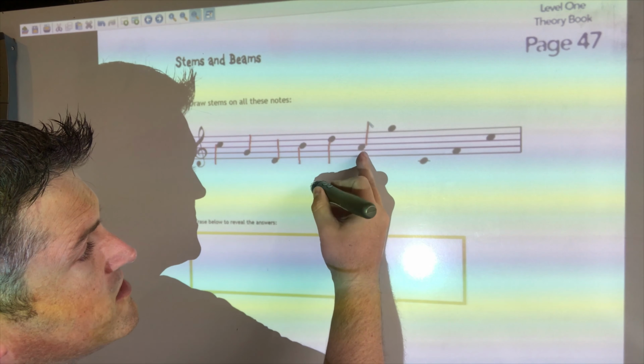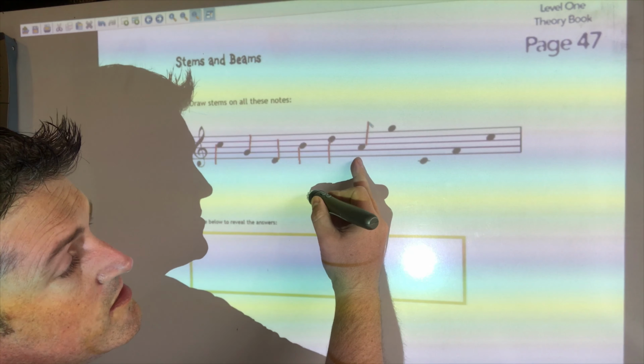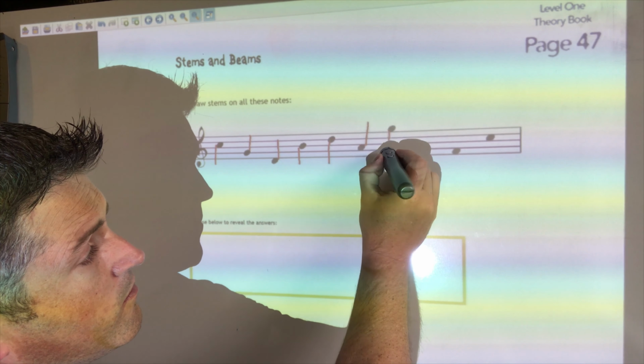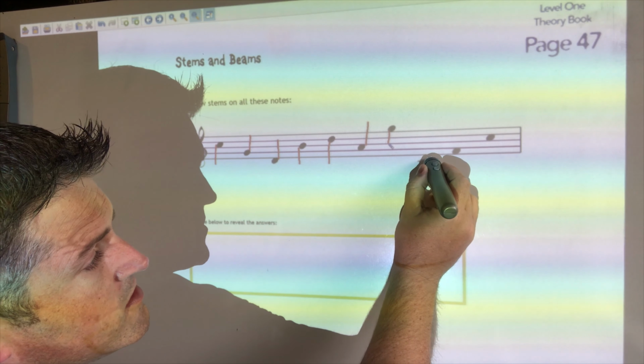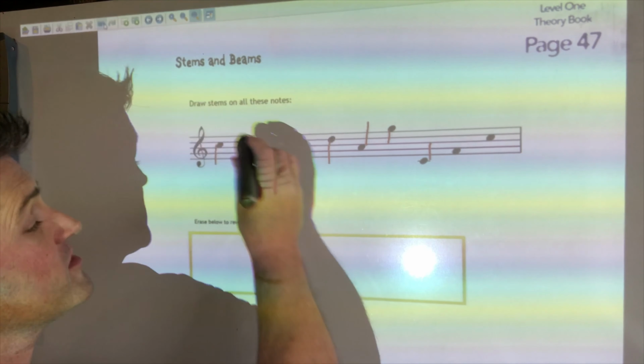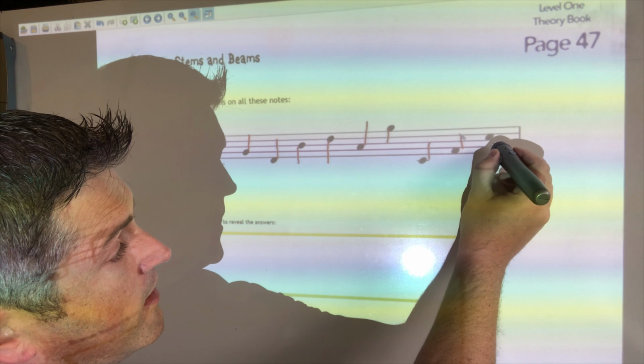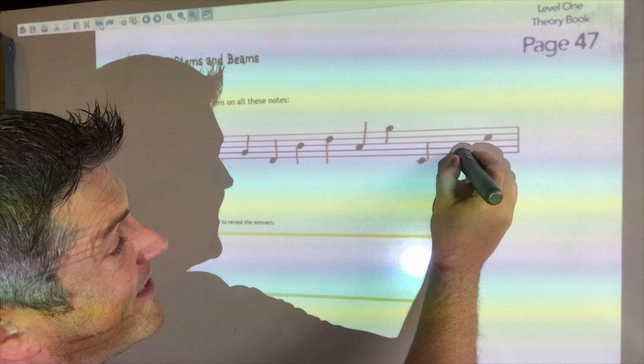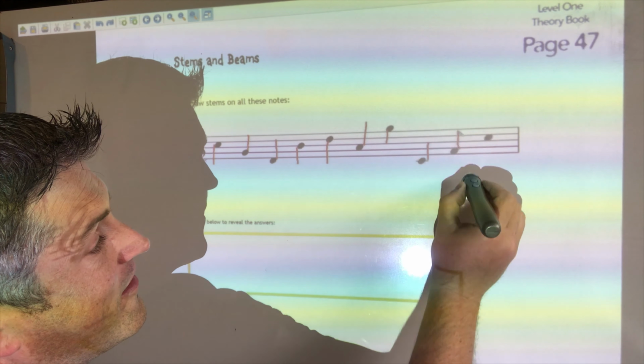Stem goes up on the right hand side here because that one there is below that midway point. We've got stem going down below there. We've got stem going up on that one. That one's too low. Whoop. Fix that one up there. Goodness. Yeah. There we go.